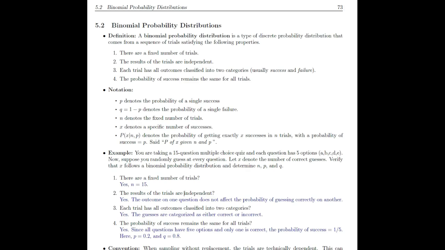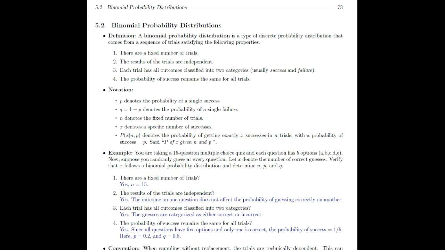Hey everybody, this video is going to be on section 5.2, which is about binomial probability distributions. A binomial probability distribution is a type of discrete probability distribution, which is what we learned about last class, that comes from a sequence of trials that satisfies the following properties.